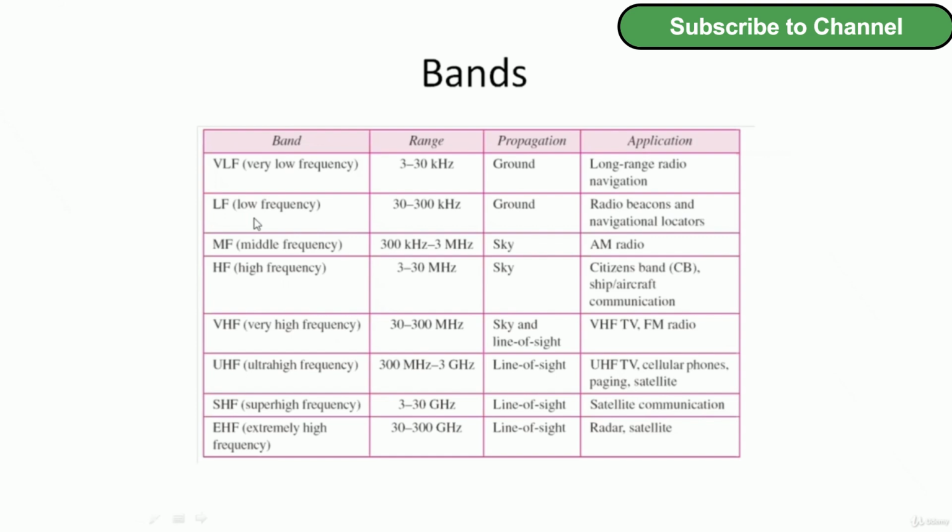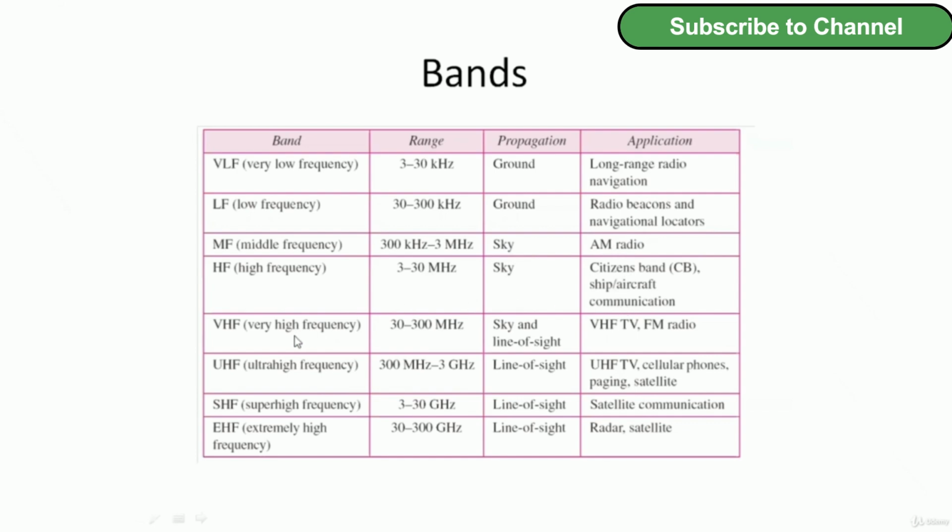Second band is the LF band, low frequency, 30 to 300 kilohertz. This is ground wave propagation, used for radio beacons and navigational locators. Then the middle frequency, MF band, 300 kilohertz to 3 megahertz, skywave propagation used in AM radio. Then HF band, high frequency, 3 to 30 megahertz, skywave propagation. It is used in CB radio, that is citizen band radio, or public aircraft communication.